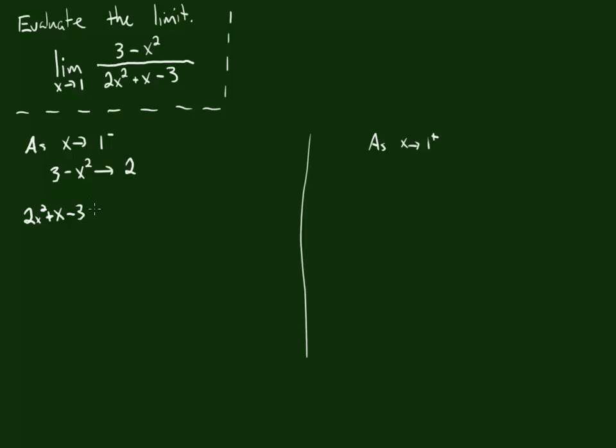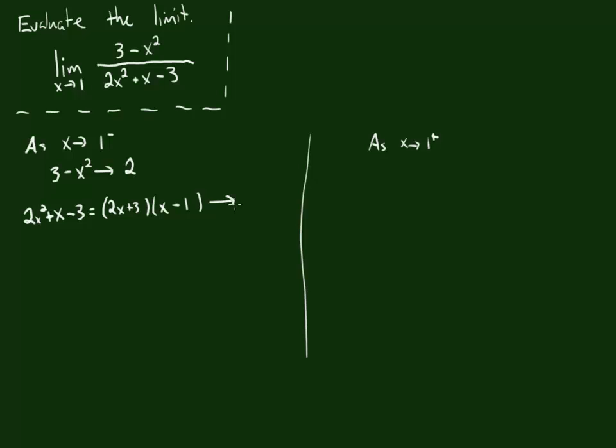This is a little bit less simple, but what we can do to make our lives a lot easier is factor this. We need to figure out what this factors into. It's not terribly easy, but it's not too bad. In this case, this is going to factor into 2x plus 3 and x minus 1. And you can see right now that x minus 1 is the factor that made x approaching 1 cause the denominator to be 0.